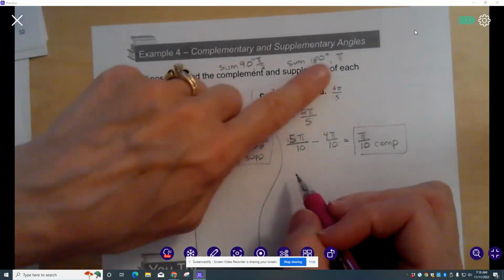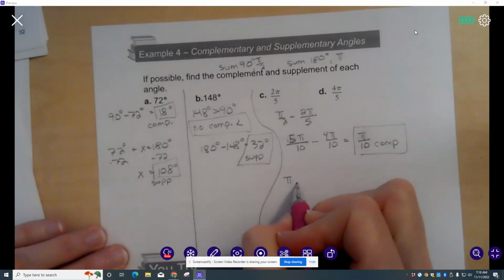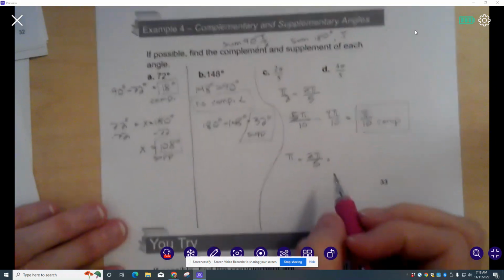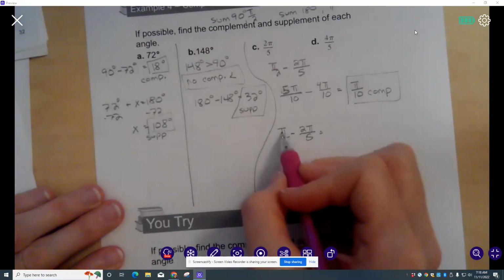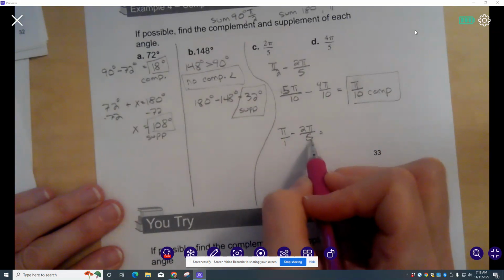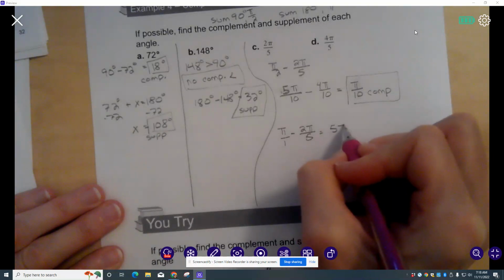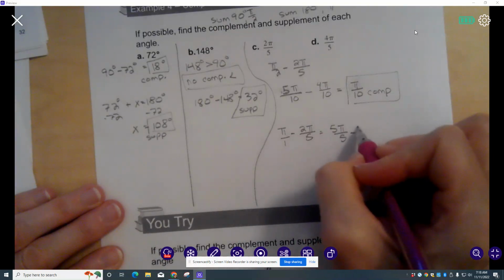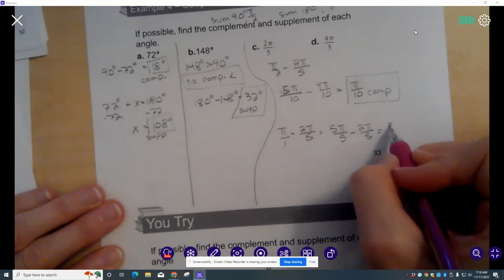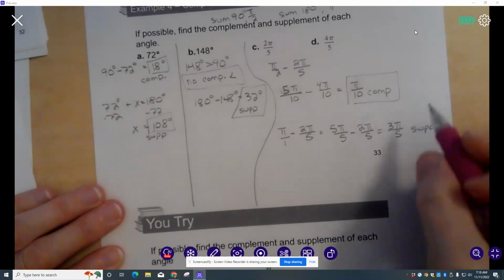Supplementary, I want to take pi, which is the same as 180, and minus 2 pi over 5. This time my common denominator will be 5. So I'm going to multiply the top and bottom of this fraction by 5. So I'm going to have 5 pi over 5 minus 2 pi over 5. 5 minus 2 is 3. 3 pi over 5 is my supplementary angle.